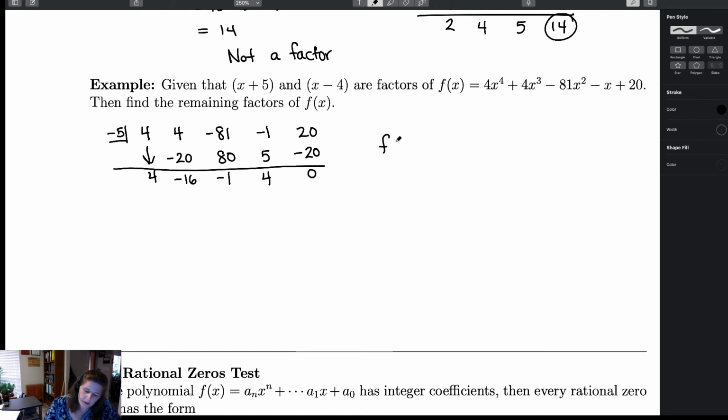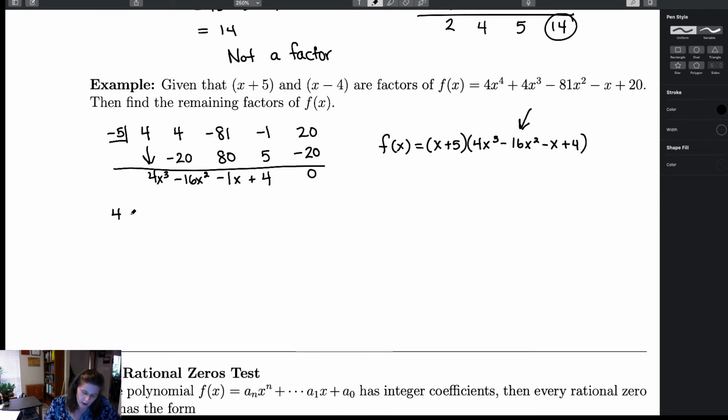So far for my factored form, remember this is down by 1 degree. So we started with a 4th degree, so this is x cubed, x squared, x, and a constant. So far I have x plus 5 times 4x cubed minus 16x squared minus x plus 4. Okay, I also know that x minus 4 is a factor. Now, when I go to divide that out, I'm not going to start with the original. I'm going to start with this reduced polynomial when I go to divide out the 4.